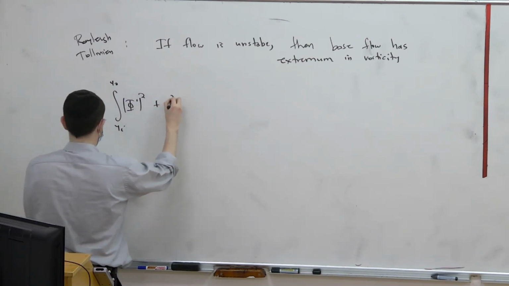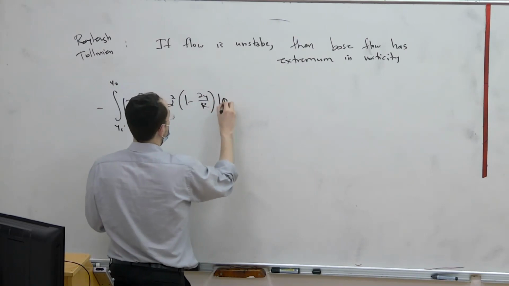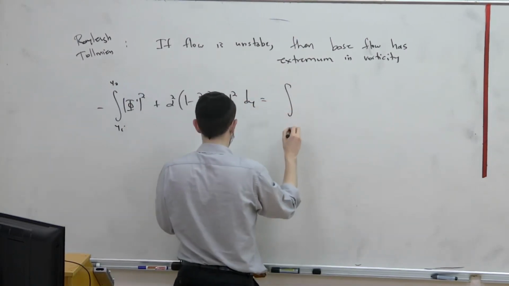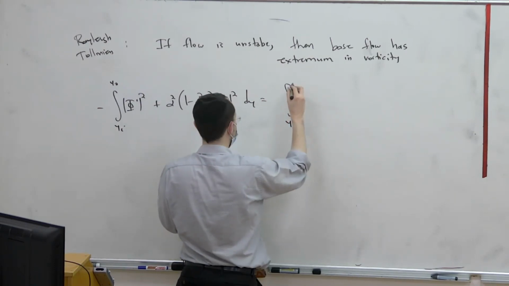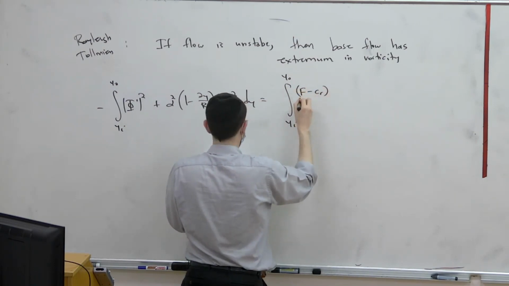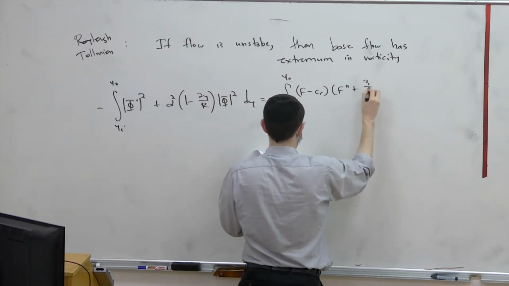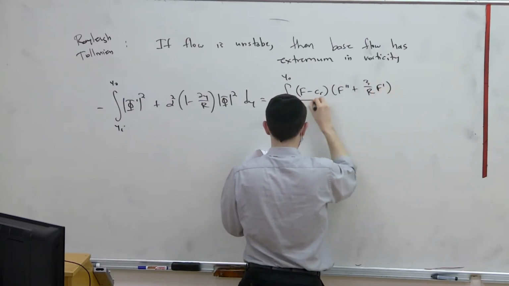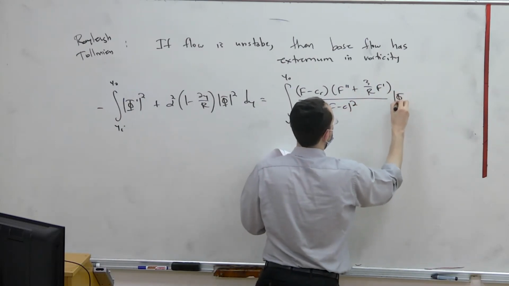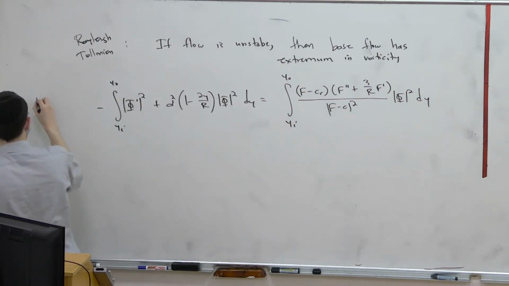of (|Y'|² + α²(1 - 2y/r)|Y|²) dy equals, now we have the real part of the term that we dealt with last time, which is the integral of (f - c_real) times (f'' + 3/r f') over (f - c)² times |Y|² dy. So this is the real part.